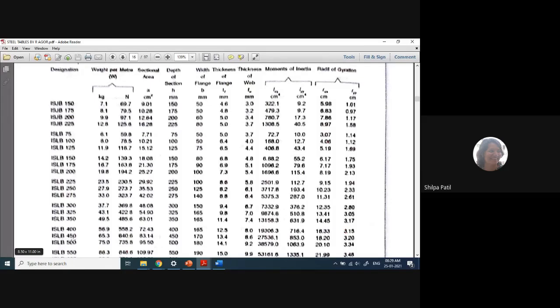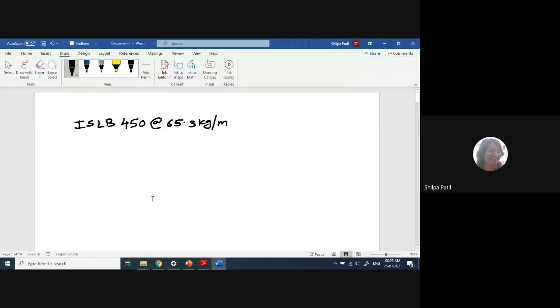So tell me the B value, width. This is the total width of the section. Then this is the thickness of the flange and this is the thickness of the web. So just tell me these values. I will write down here. So let me write down the B value, or I will simply write BF here. BF will represent the overall width of the flange. So what is this value?